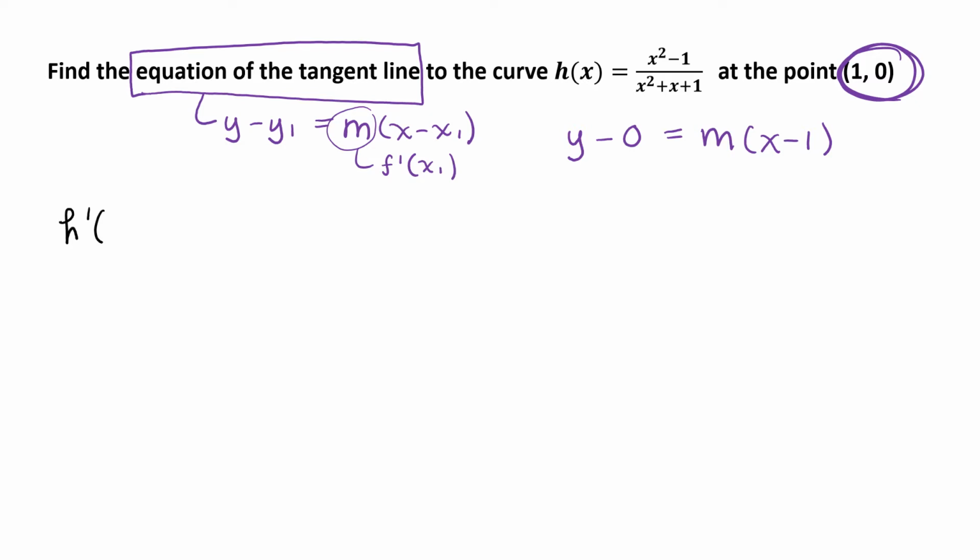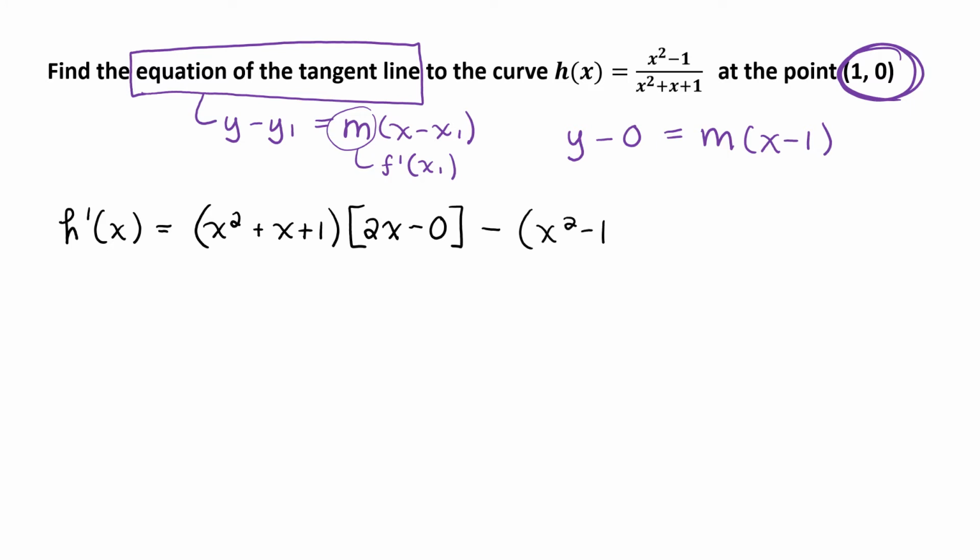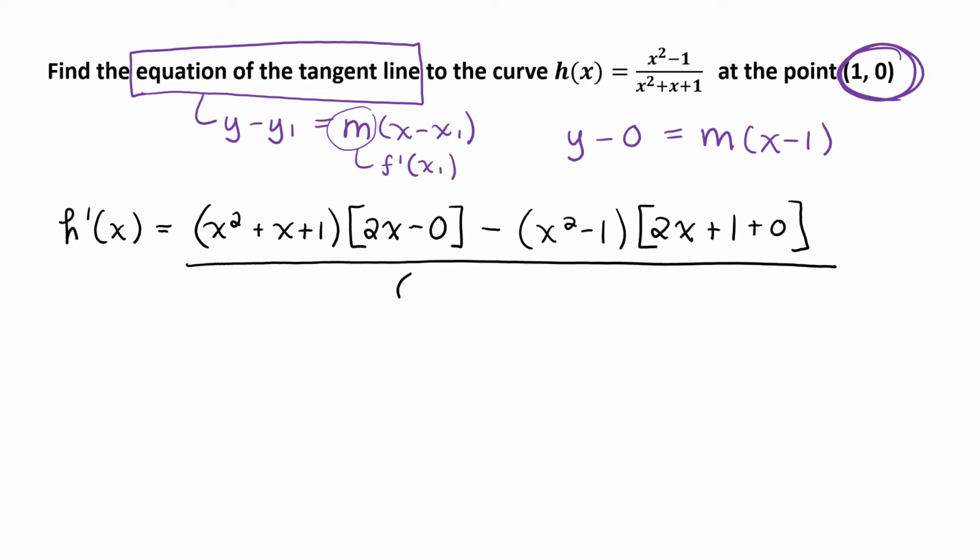So h prime of x will be equal to, and for this we have to use the quotient rule. So we have low, so that's x squared plus x plus 1, d high, so the derivative of our numerator, which will be 2x minus 0, minus high, so x squared minus 1, d low, so 2x plus 1 plus 0, all over low, so all over x squared plus x plus 1 squared.